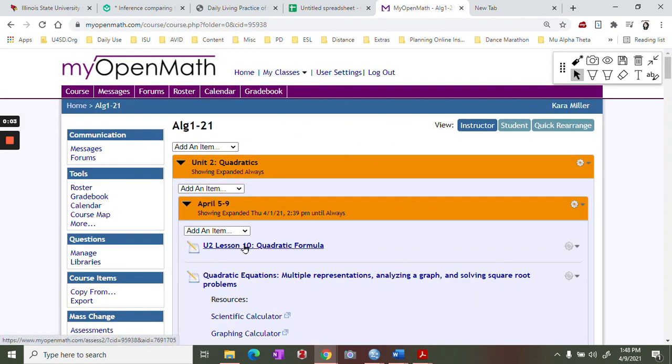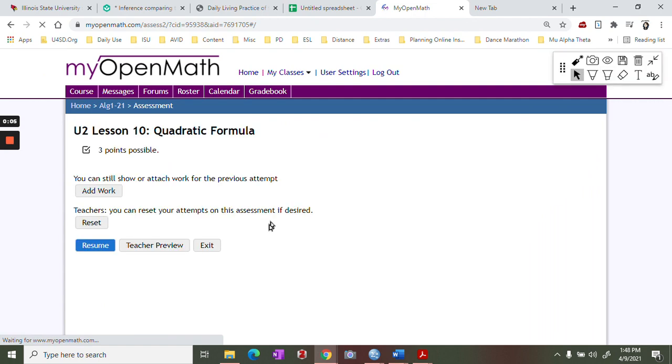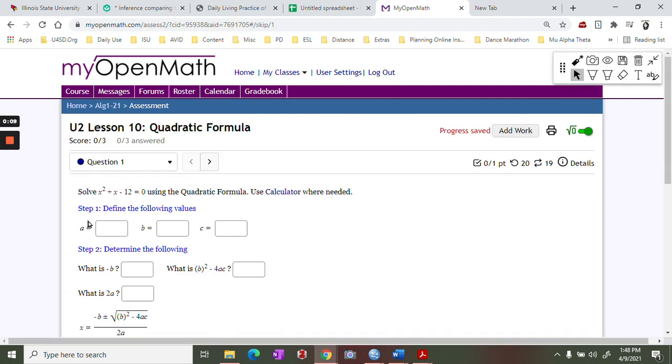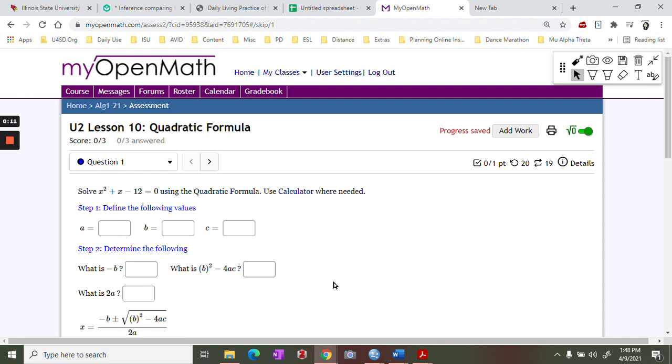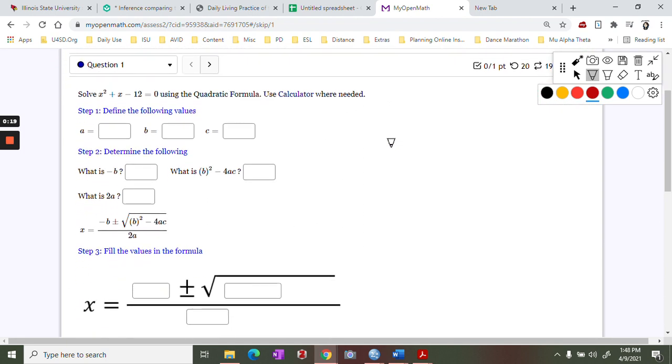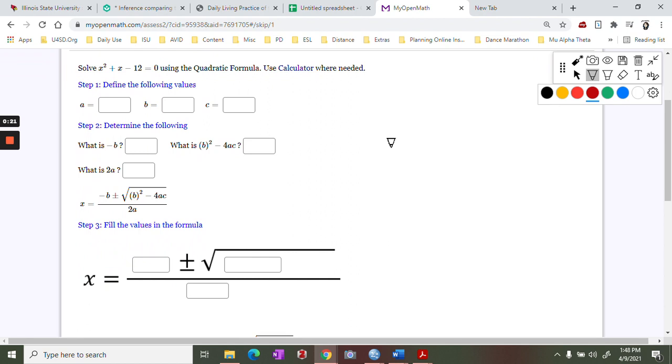Students, I am going to work through the first two questions on this with you again. I know that this is a lesson that has multiple parts to it, and I want to make sure we fully understand how to go from our equation to the quadratic formula so that we can accurately solve for x.